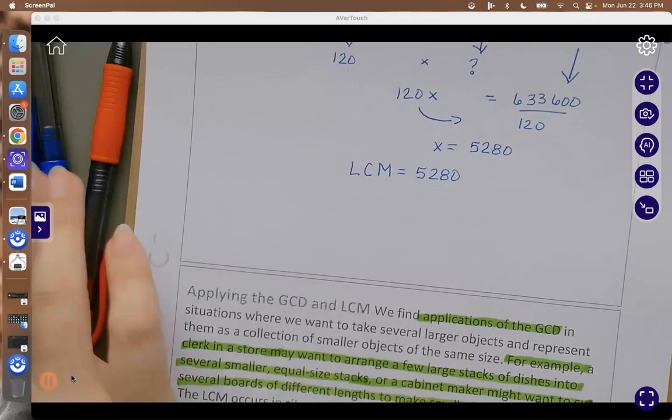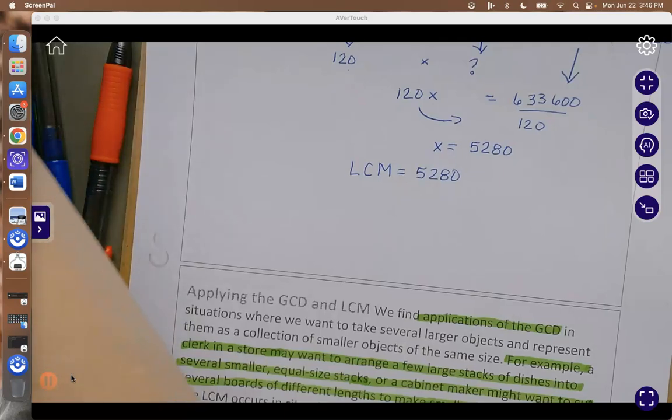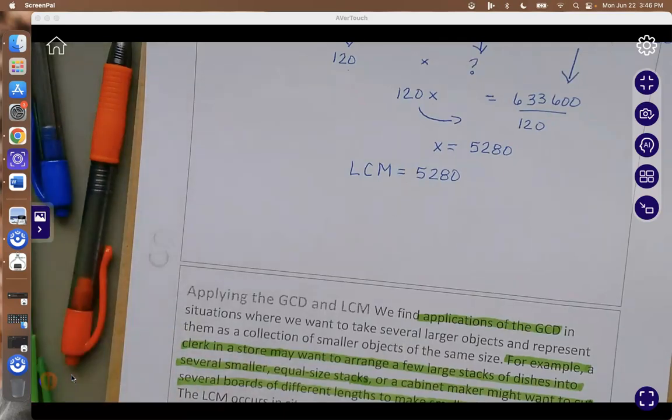Okay? Now, the LCM, let's see if I have a different color highlighter. We'll see if this one works today.